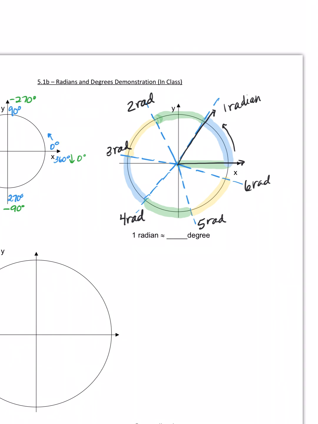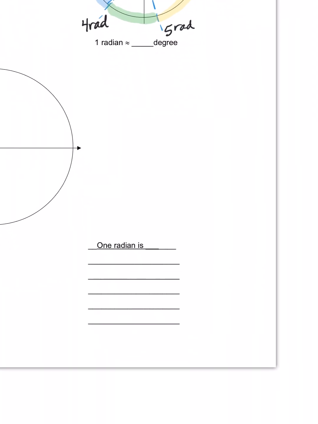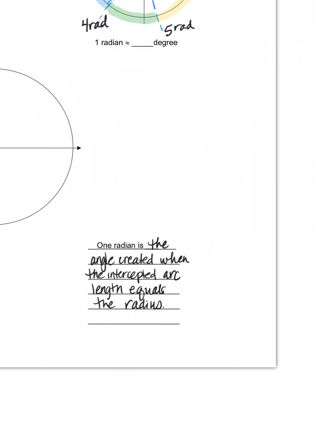So let's define it down at the bottom of the page real quick. 1 radian is the angle created when the intercepted arc length equals the radius. The angle created when the intercepted arc length equals the radius.